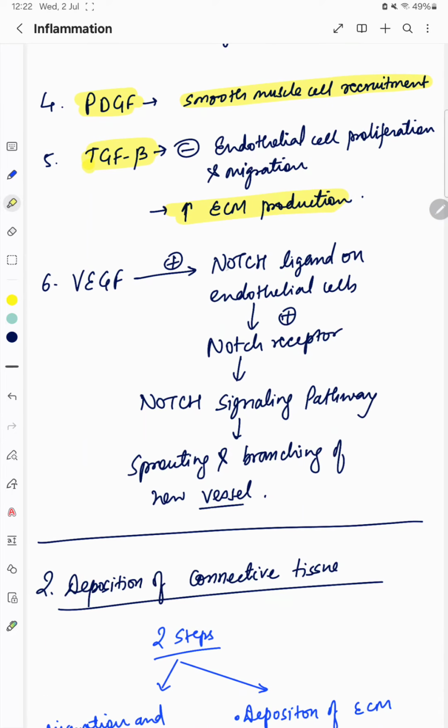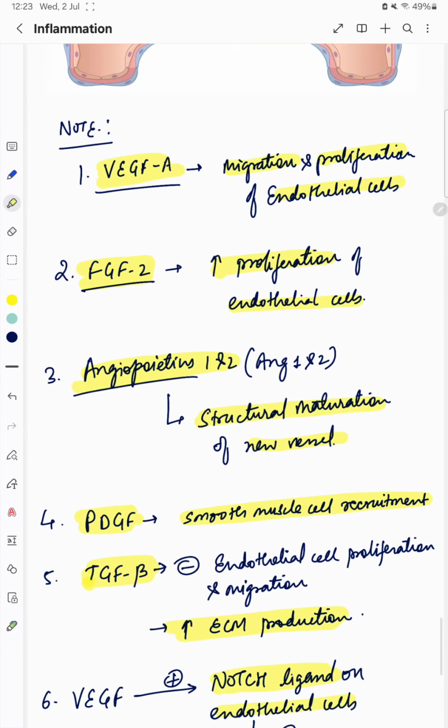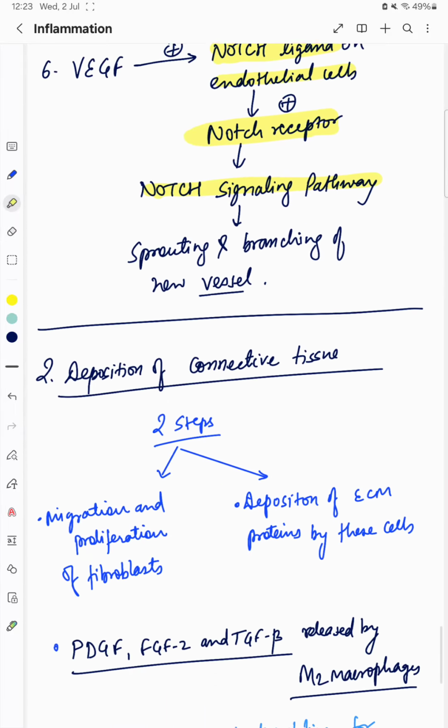VEGF stimulates notch ligand on endothelial cells, which further stimulates the notch receptor, and through a notch signaling pathway sprouting and branching of the new vessel occurs. So these are the various mediators and their role in angiogenesis.